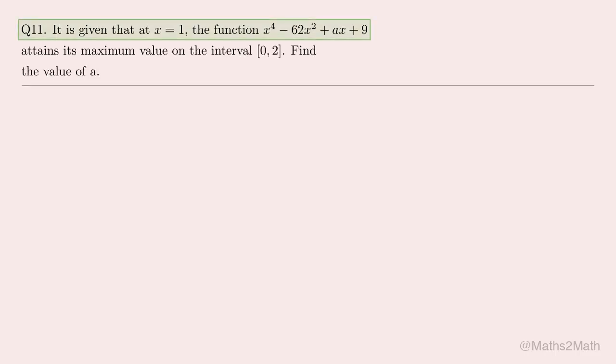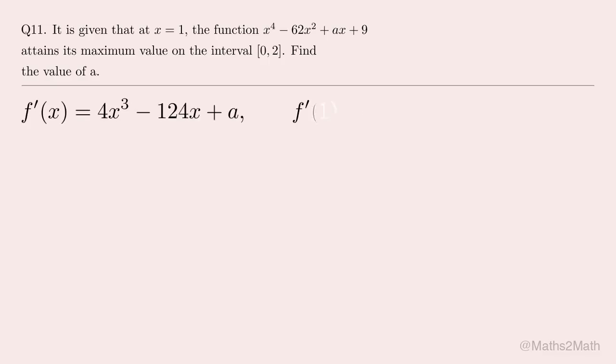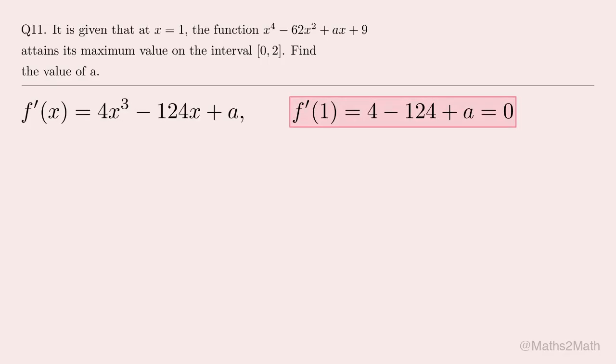Question 11. The parameter A must place the maximum exactly at x equals 1. An interior maximum forces the derivative to vanish there. Since 1 is interior to the interval, f prime of 1 must be 0. Solve A equals 120.